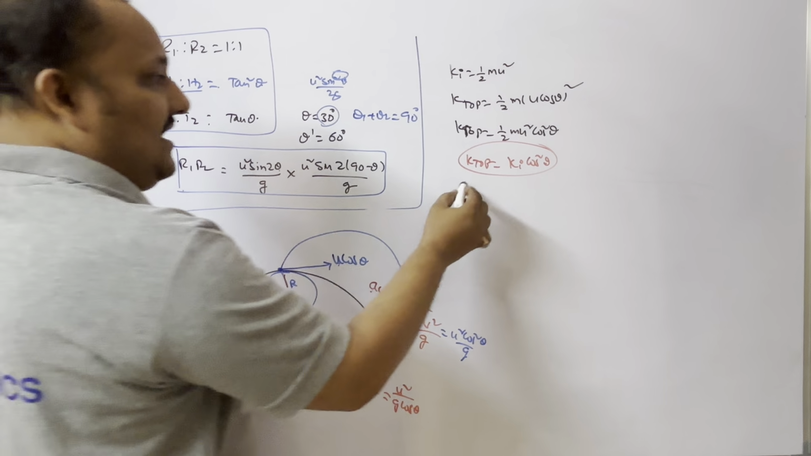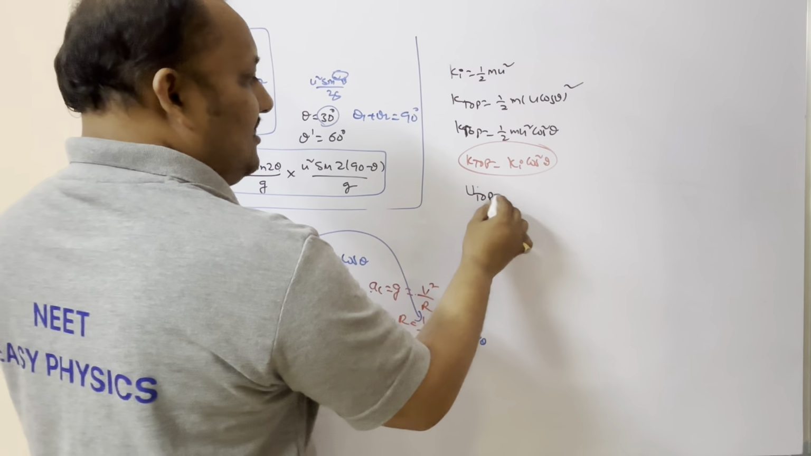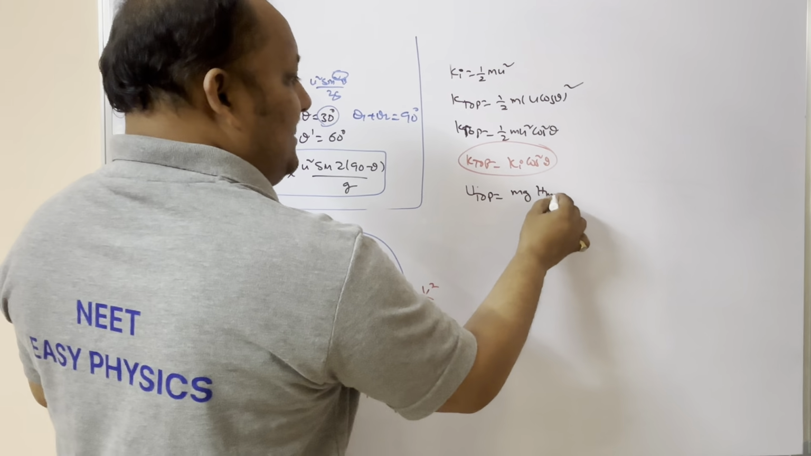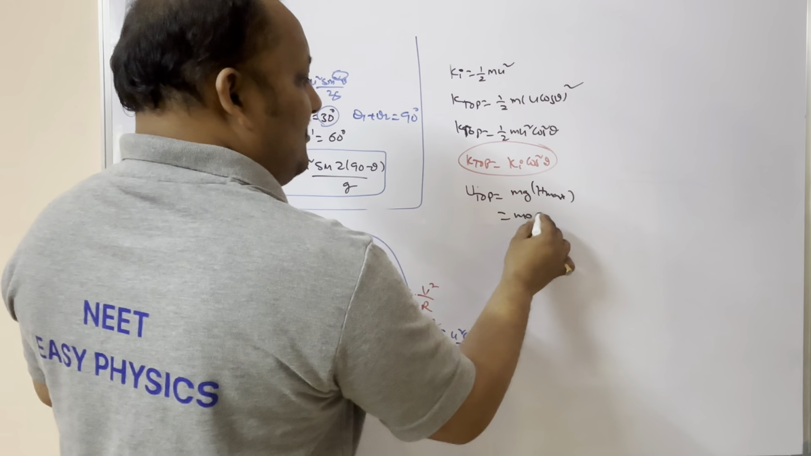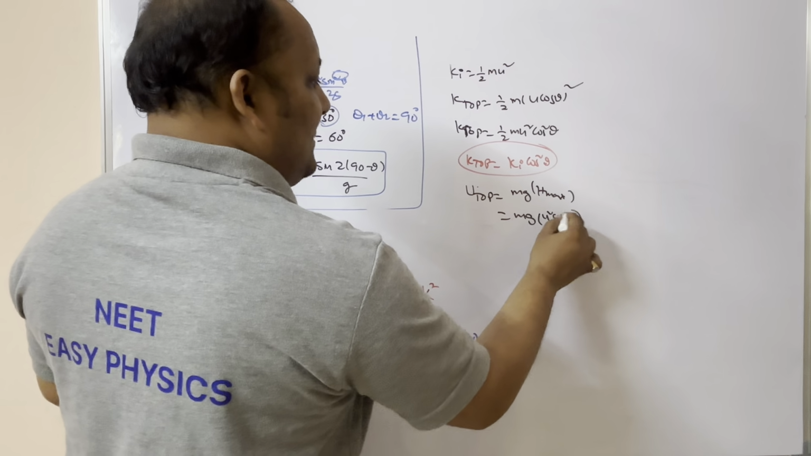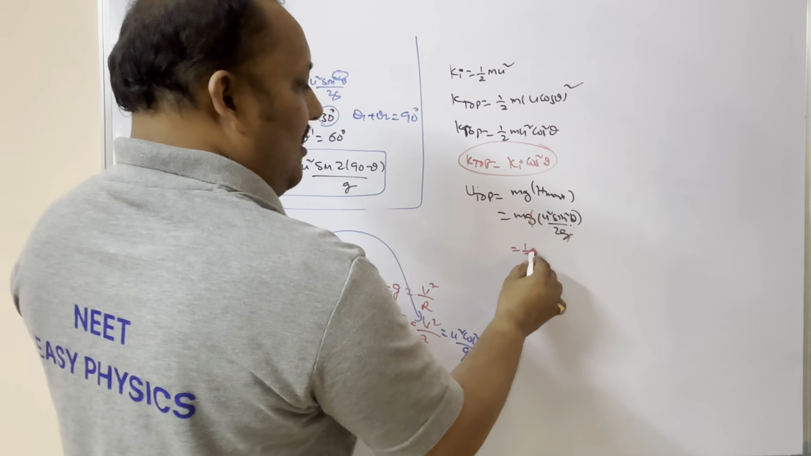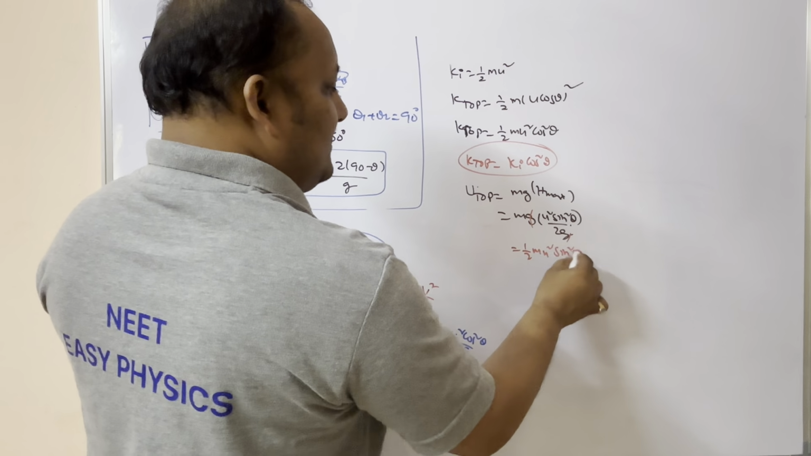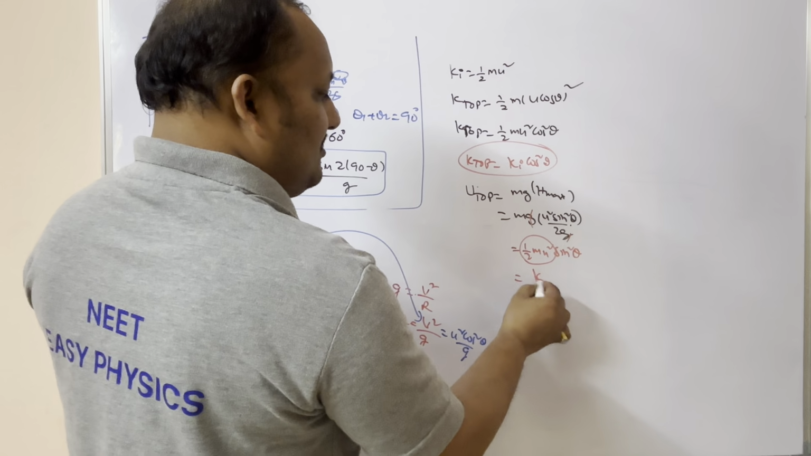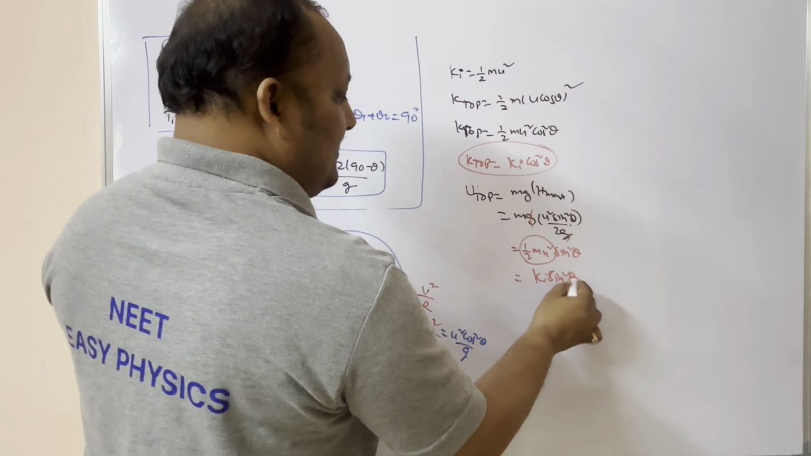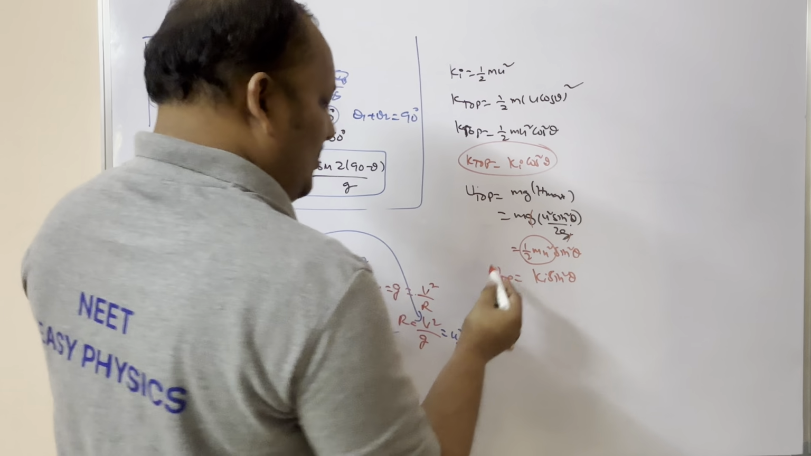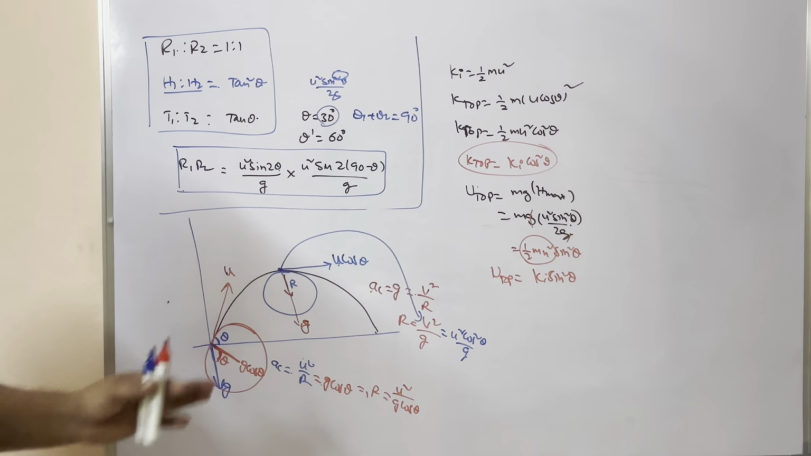Now, what is the potential energy? The potential energy at the topmost point means m g h maximum. So m g, and what is the maximum height? u square sin square theta by 2g. If you cancel these two, half m u square sin square theta. Again, what is half m u square? Ki sin square theta. This is the potential energy at the topmost point.